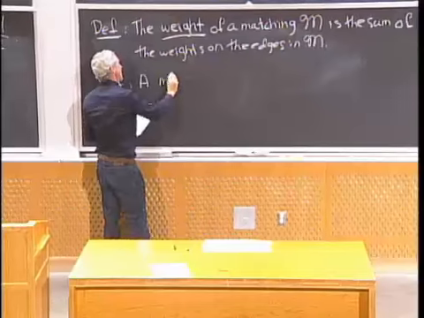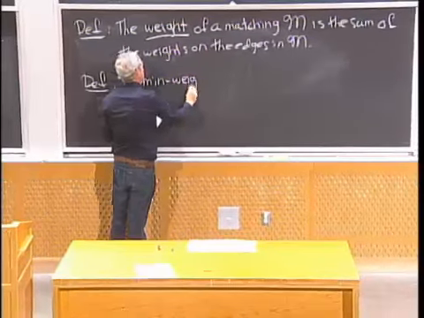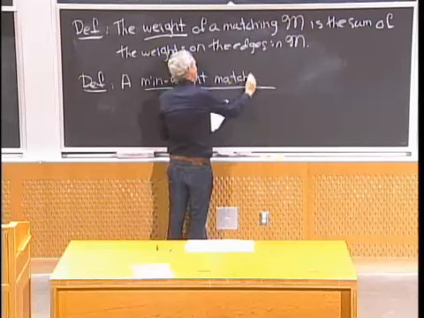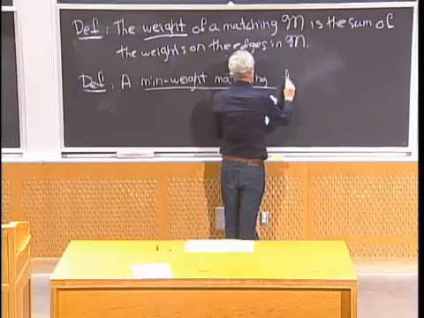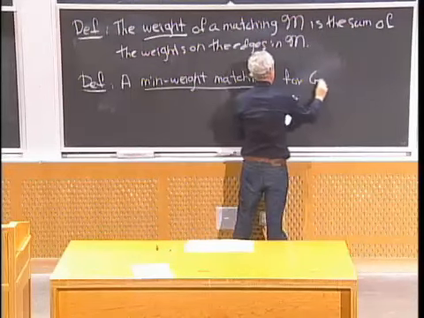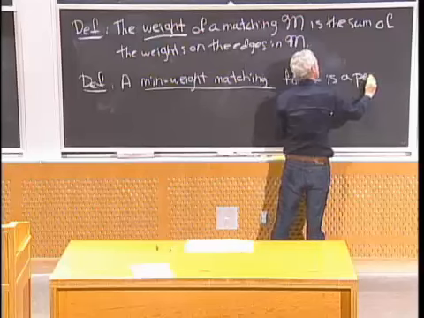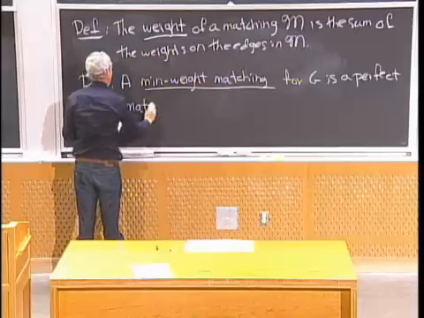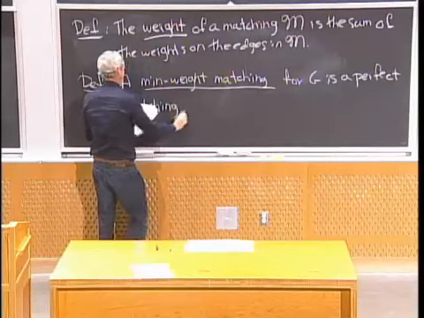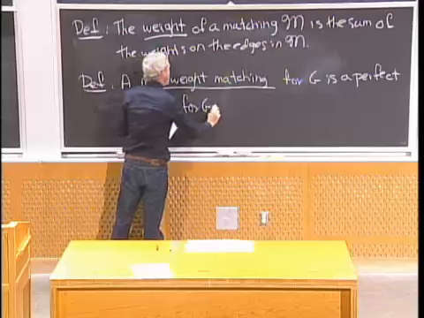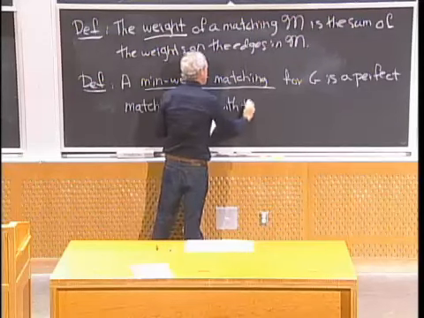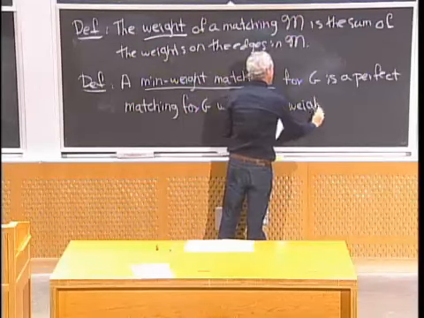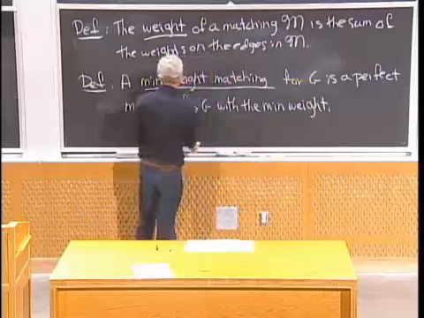So we say a min weight matching for a graph G is a perfect matching for G with the minimum weight, over all perfect matchings. Let's try an example.